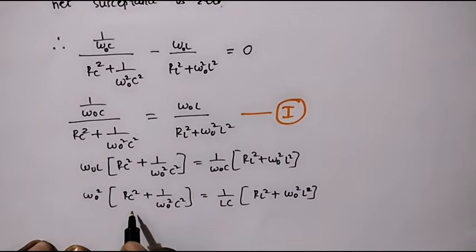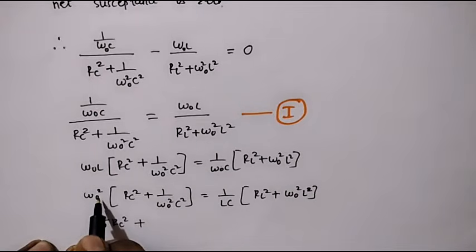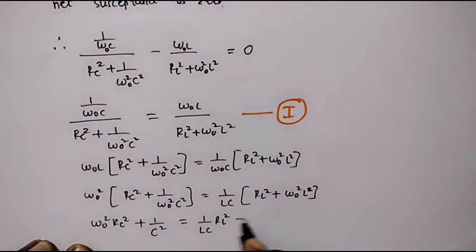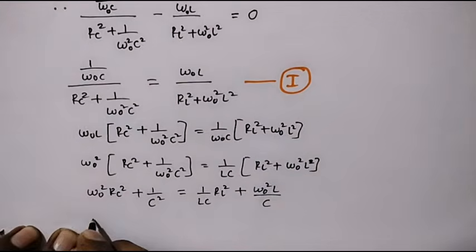So now I will multiply omega naught square with these two terms. I can write it as omega naught square RC square plus, when I multiply omega naught square with 1 upon omega naught square C square, omega naught square and this term will get cancelled, we get 1 over C square, is equal to, on other side I'll write it as 1 over LC multiplied with RL square plus 1 over LC multiplied with omega naught square L square. Here 1 L and this 1 L will get cancelled, we get omega naught square L divided by C.